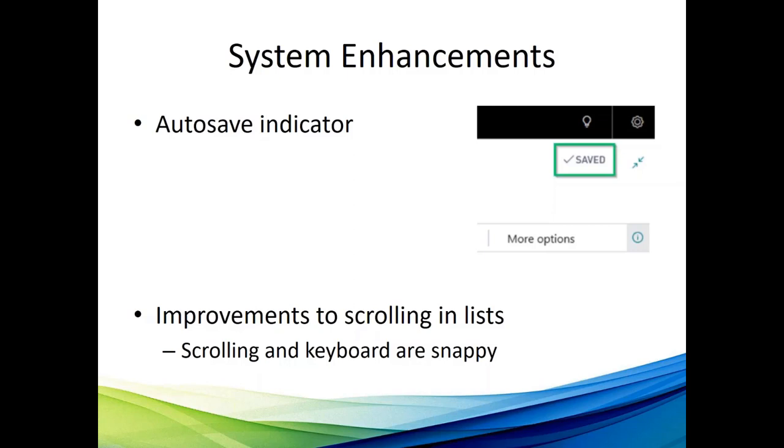There's improvements to scrolling in lists, making it snappier. So you can use your roller on your mouse, up, down, Control, or Page Down, Page Up, things like that. And it's a lot more responsive. You don't see the little message at the bottom anymore saying fetching, and then it shows you the next list. It's much smoother, and it behaves a lot like a Windows client does today.